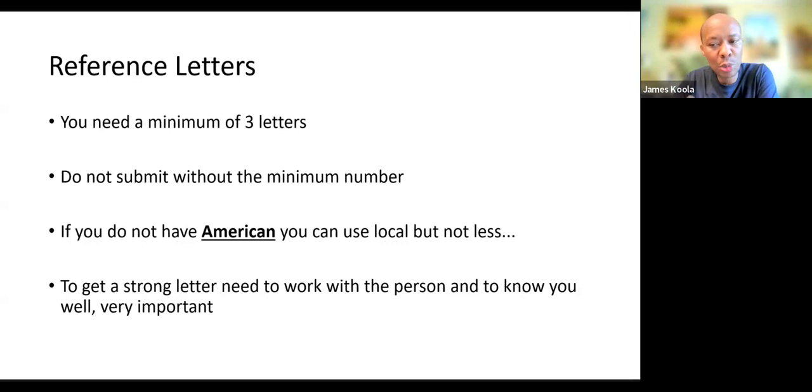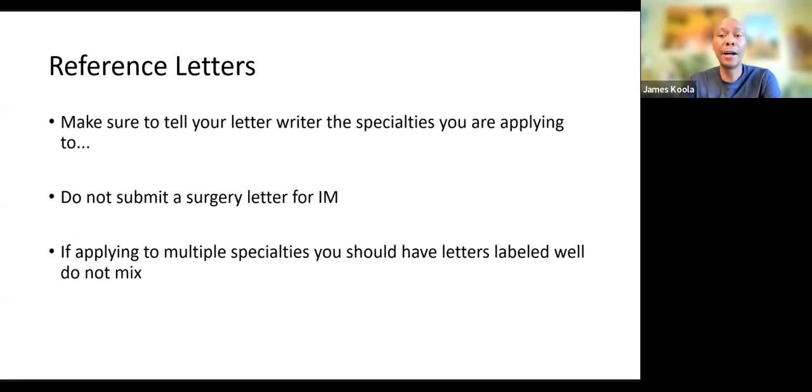Do not approach people for reference who you don't have a strong relationship with. Make sure you have a working relationship, because the last thing you want is a weak letter. I cannot overemphasize that. Make sure you tell your letter writer the specialty you're applying to. Do not submit a surgery letter for IM, a PIDS letter for internal medicine, or a radiology letter for pathology. Make sure you don't mix up. Usichanganye madawa, don't mix up.